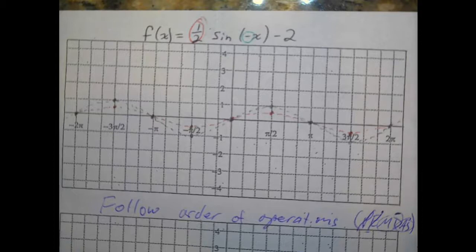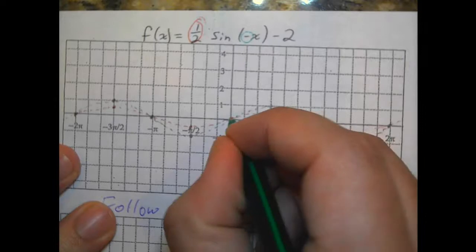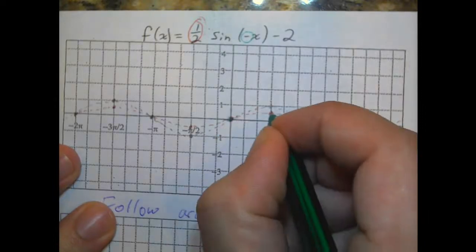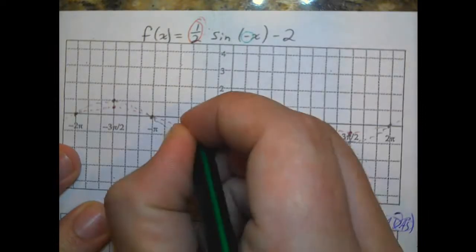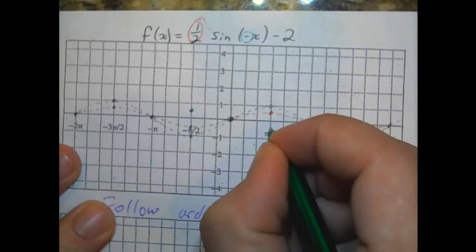All right, next thing that we see, I have on the inside a negative 1 multiplying my x. When we're with the x, we'll do the opposite of what we see, but if we take 1 and flip it, it's still 1. So really all I'm going to do is multiply my x values by negative 1 and keep the y values the same. So 0 times negative 1 is still 0. Pi over 2 times negative 1 is negative pi over 2. Likewise, negative pi over 2 times negative 1 is pi over 2.